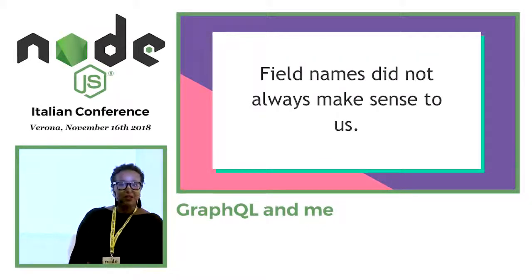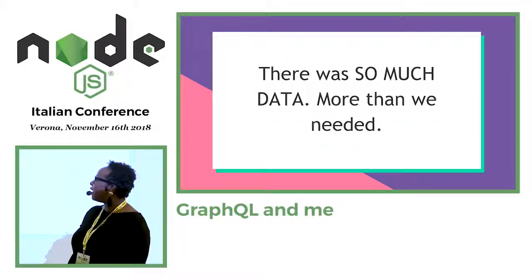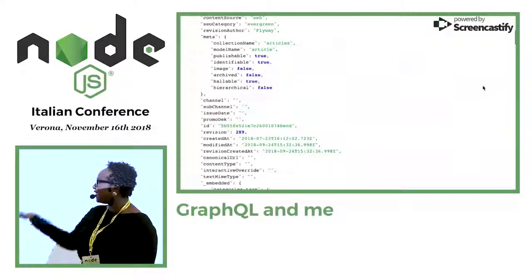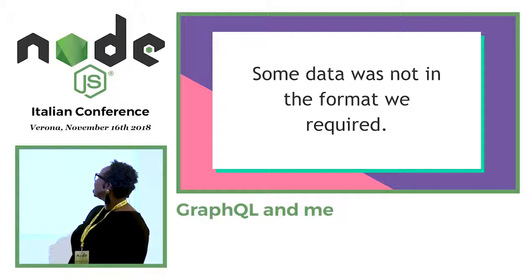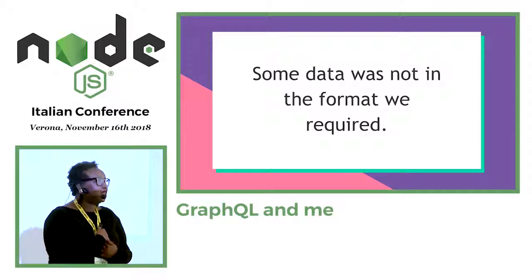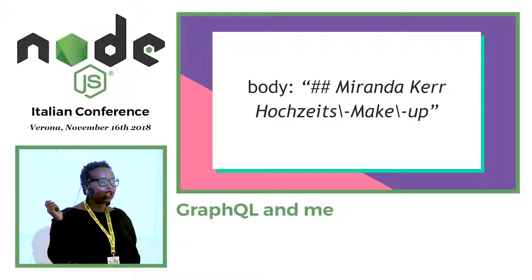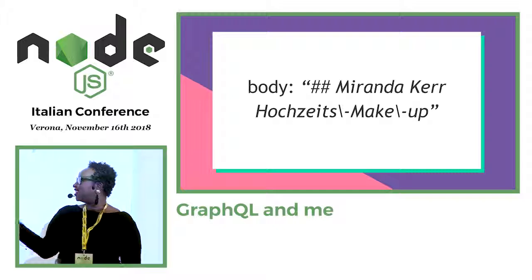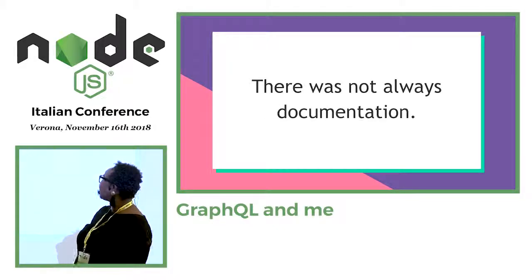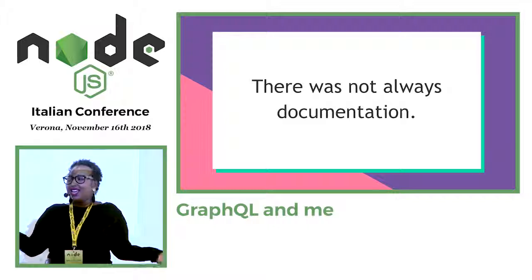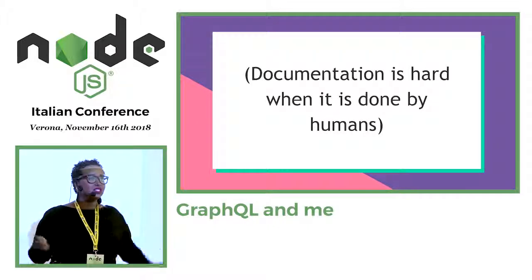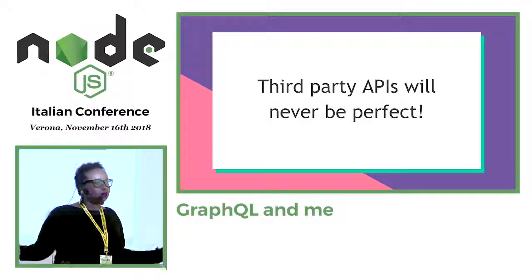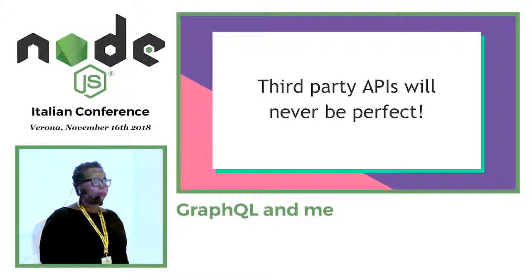Some of the field names didn't really make sense to us. There was so much data. Remember this GIF? Enormous amounts. And the data was not formatted in the way that we needed it. For example, the body field came back as Markdown, and that's not really that useful for us anyway. And there was no documentation. Documentation is hard when it's done by humans, so it's understandable. Third-party APIs are never going to be perfect. There are always going to be challenges with them.